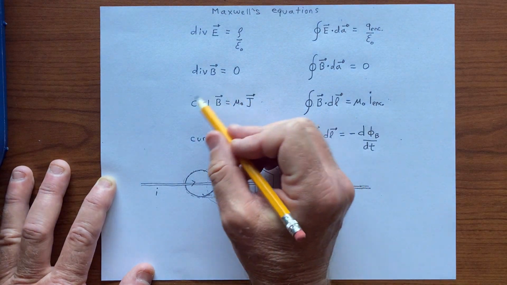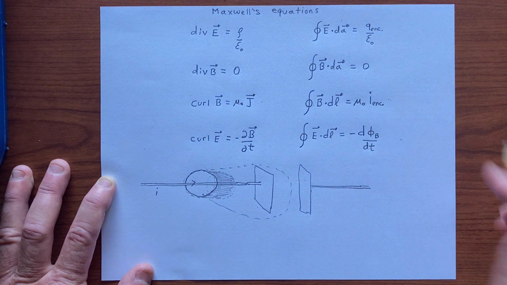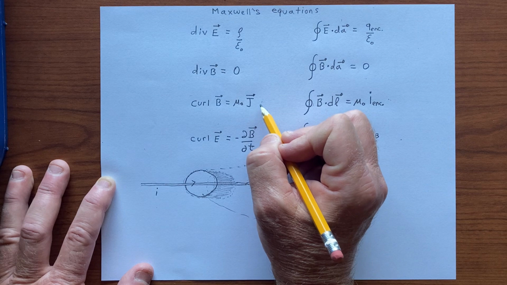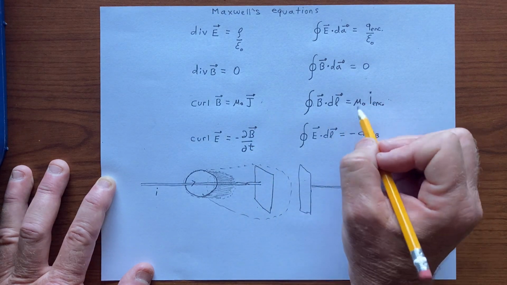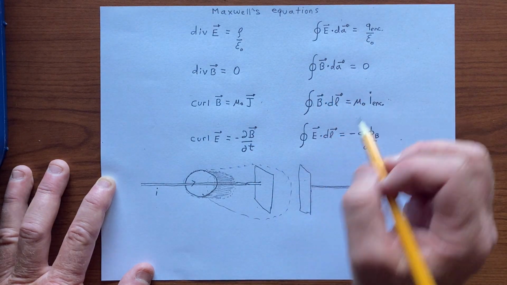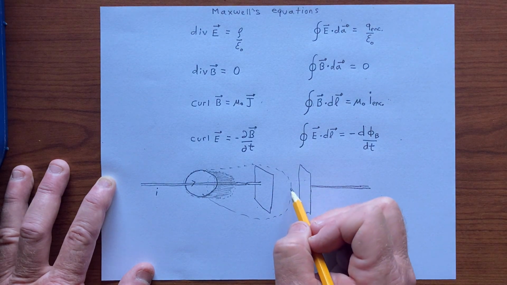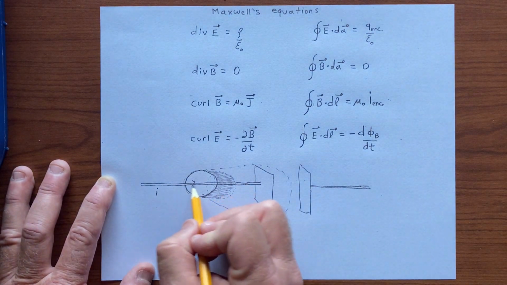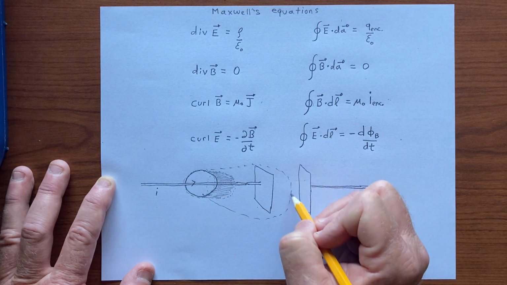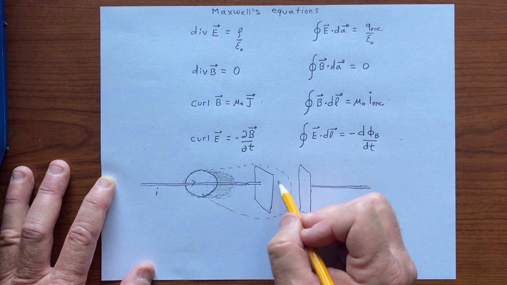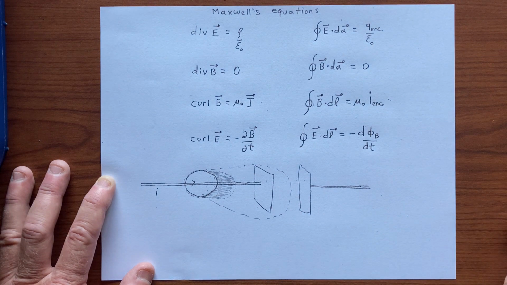And this equation has a term that has the changing electric field in it, but that means that there is current in this situation as well. There's current in this region. It's just not conducting current. It's some other kind of current that has to do with the fact that the plates are charging up.